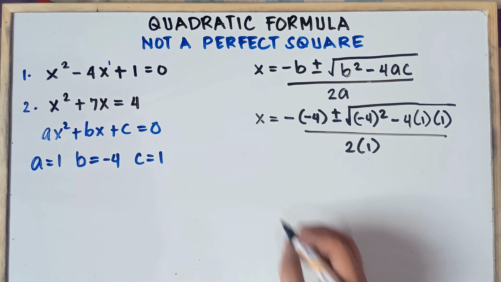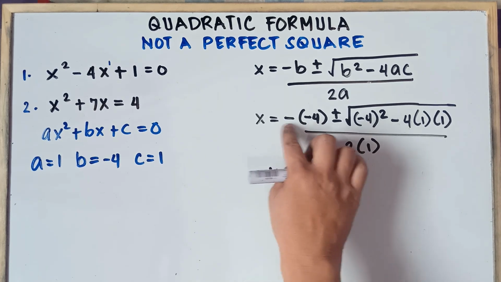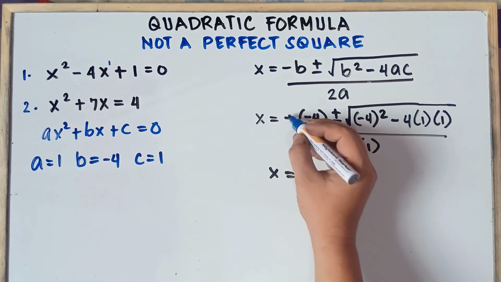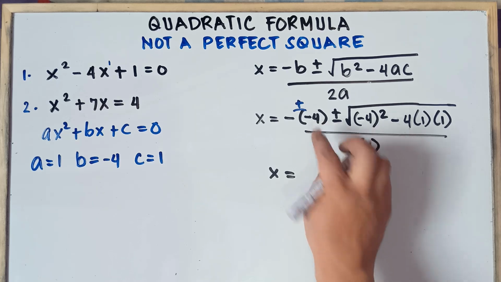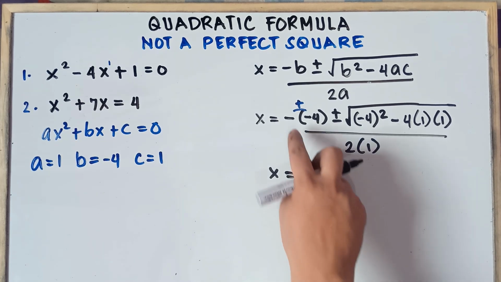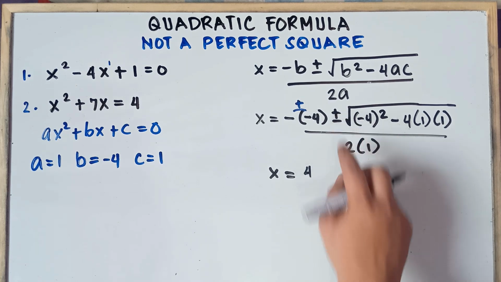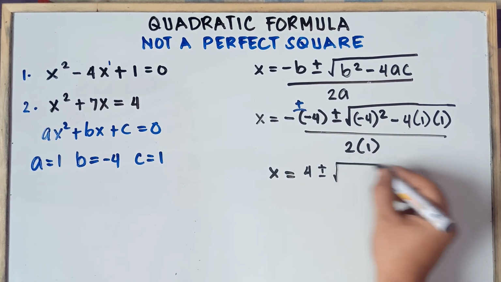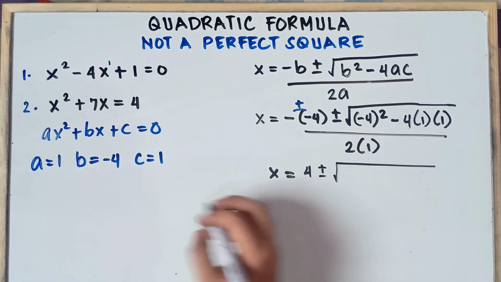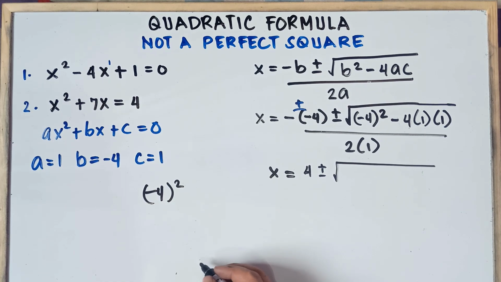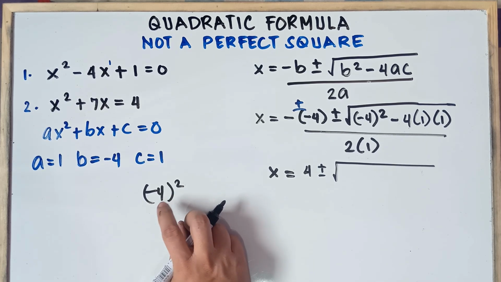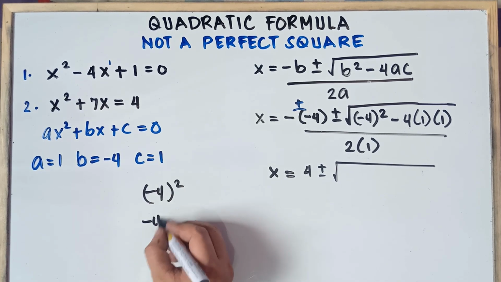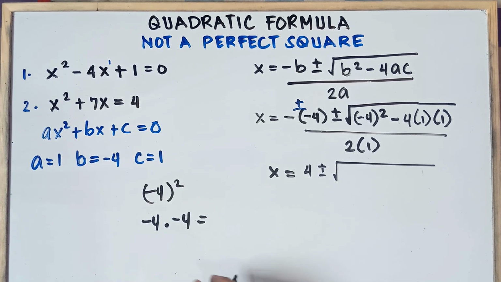Alright, and then simplify. This will be x equals, so negative times negative will be positive. So simply copy 4. Instead of negative 4, it becomes positive 4, because negative times negative is positive. Then copy plus or minus the square root of negative 4 squared. Once again, negative 4 squared doesn't mean negative 4 times 2. It means you multiply this negative 4 by itself twice. This is the same as negative 4 times negative 4, and negative times negative is positive. 4 times 4 is 16.